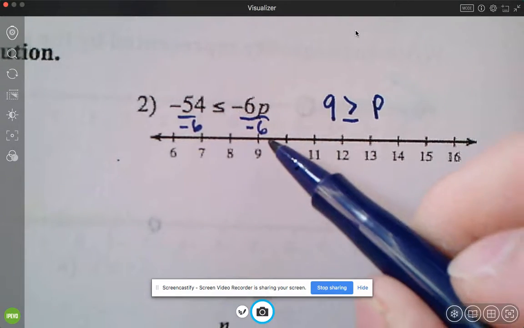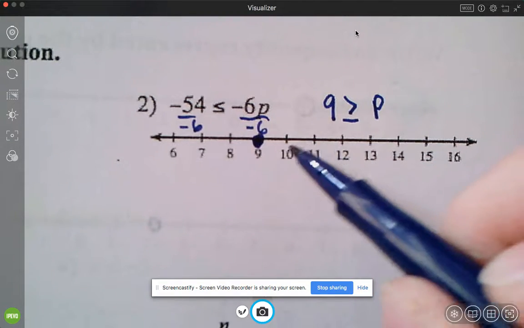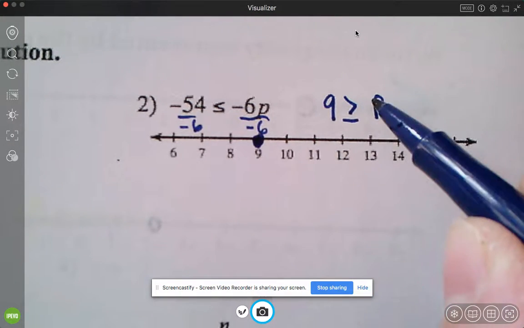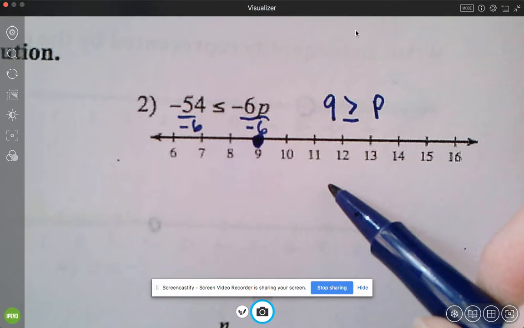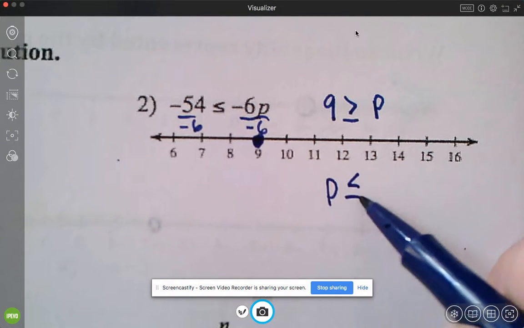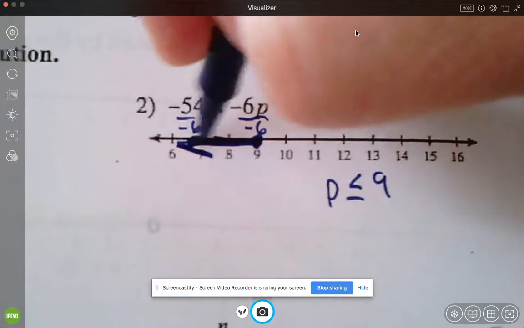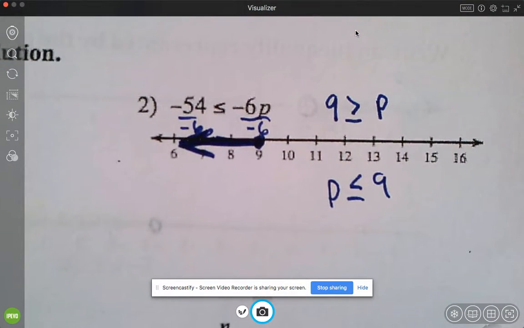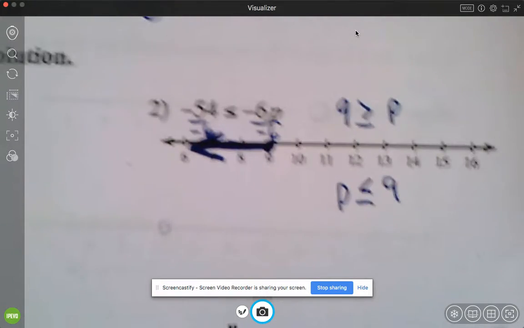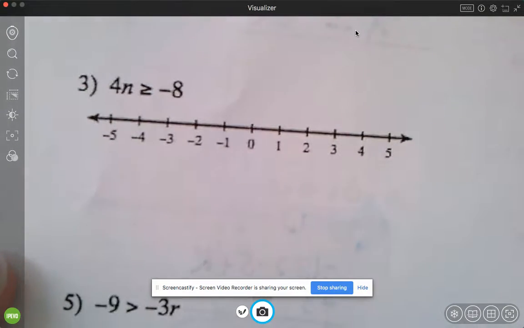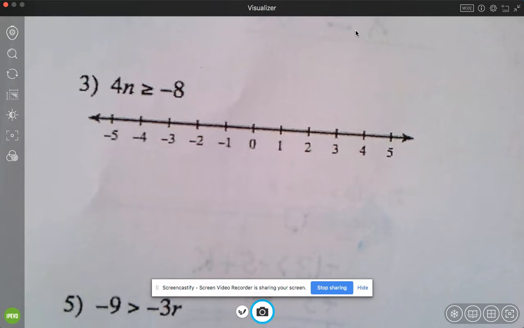Another closed dot at 9. And then if you want to rewrite it, how could you rewrite this so that the variable's on the left? P is less than or equal to 9, and you shade in that direction. All right, let's do one more, and then I'll let you try 4 and 5 on your own.